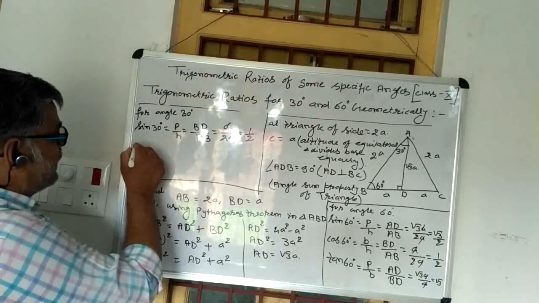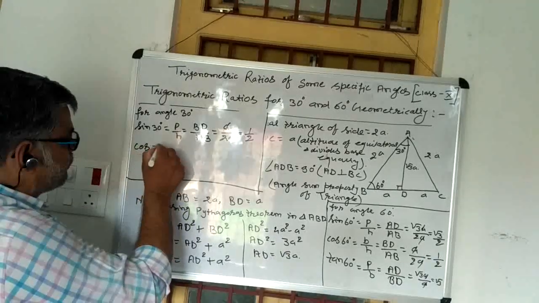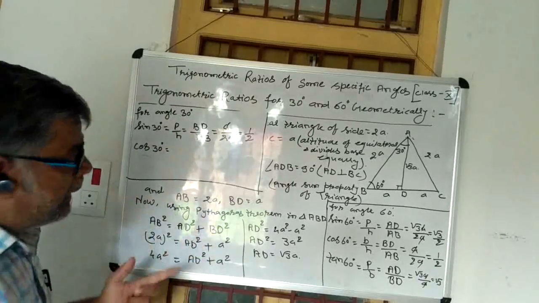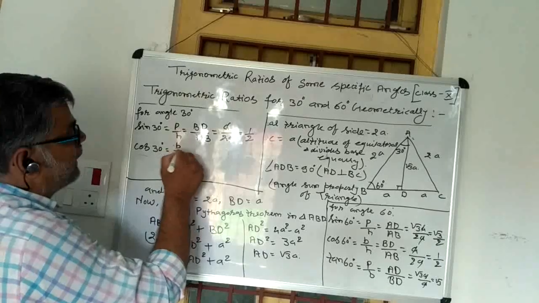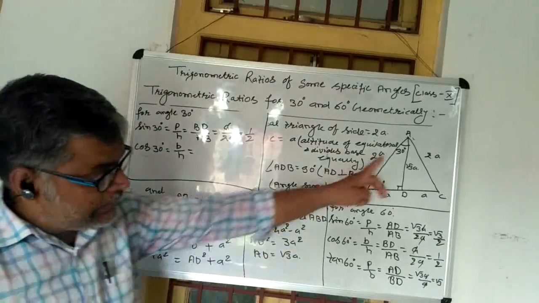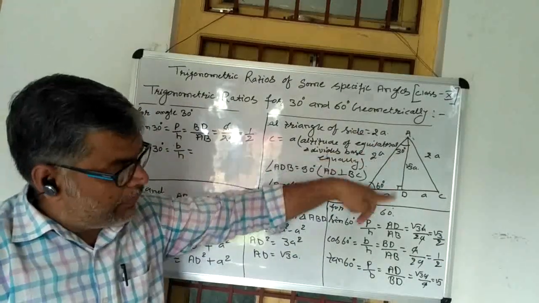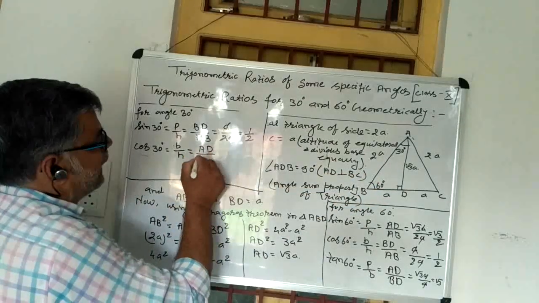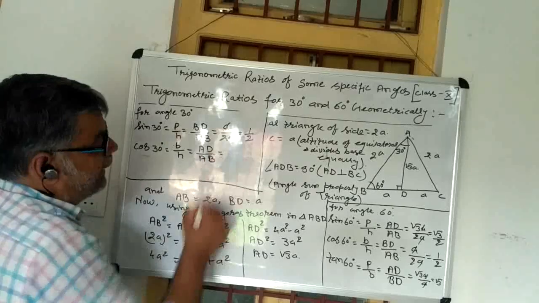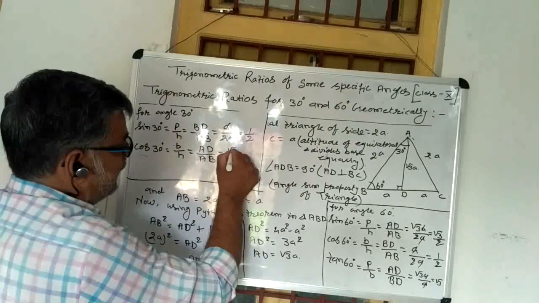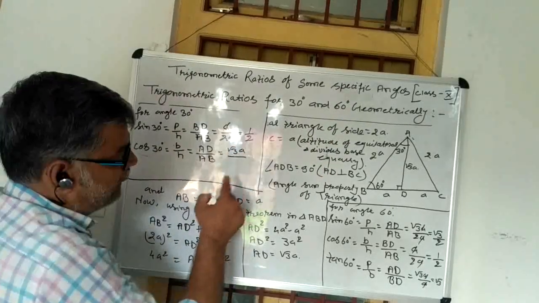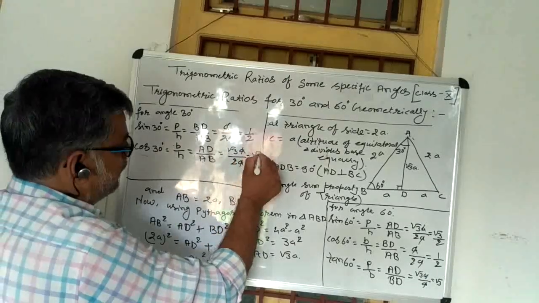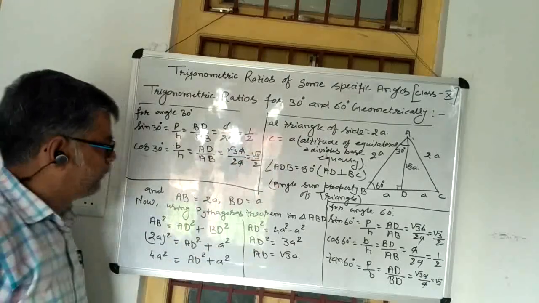Now cos 30 degree is base by hypotenuse, B by H, and for this angle 30 degree, our base is AD. So write AD by AB, and AD is root 3A by AB is 2A. So A will get cancelled, so it is root 3 by 2.